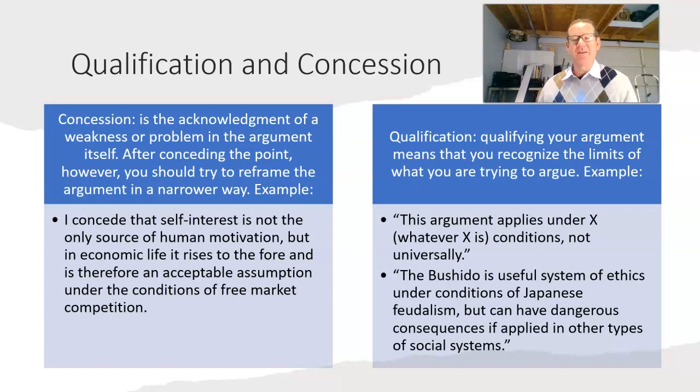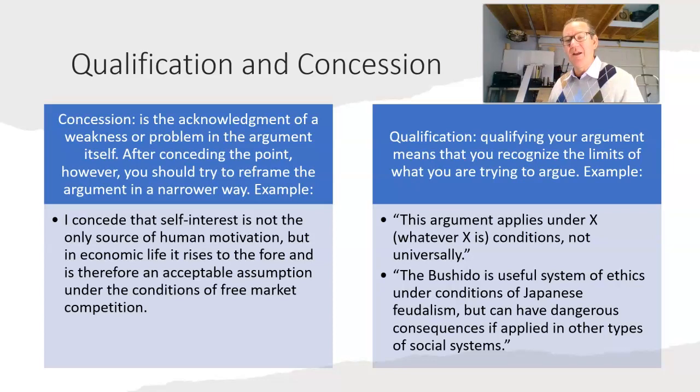Concession is the acknowledgement of a weakness or problem in an argument. Okay. After conceding a point, you should try to reframe the argument in a narrow way. So you're going to try to fix it, right? Okay, I concede that this piece of the car isn't working. Let's try to fix it. So I concede that self-interest is not the only source of human motivation, but in economic life, it rises to the fore and is therefore an acceptable assumption under the conditions of free market capitalism, right? It's kind of what I said before, just in a fancier way. And I think that's probably true. I mean, that seems to make sense to me.